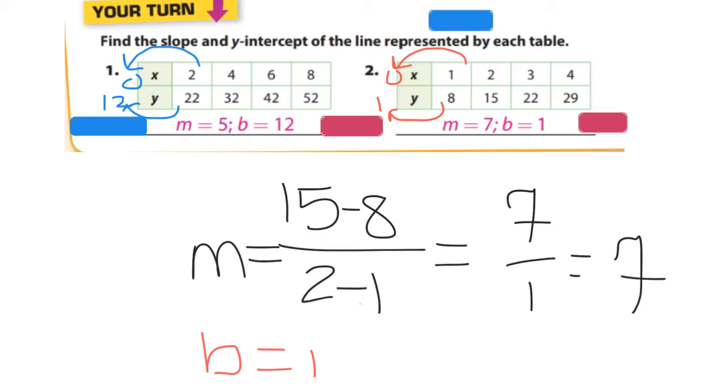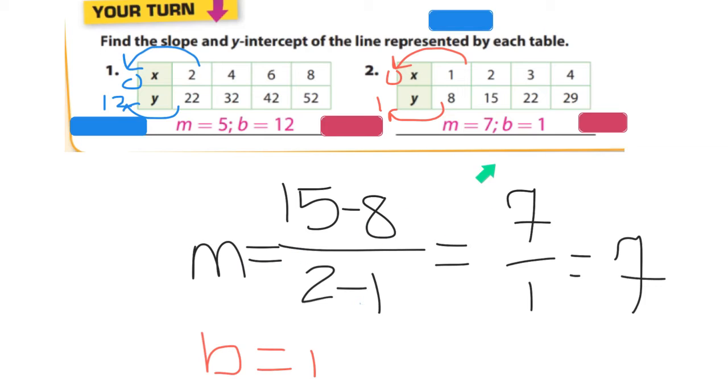Okay, so we're back. So what I have here is 15 take away 8, and 2 take away 1. So that's your y2 minus y1 over x2 minus x1. 15 take away 8 is 7, 2 take away 1 is 1. 7 divided by 1 is 7. Therefore, your slope or rate of change is 7.